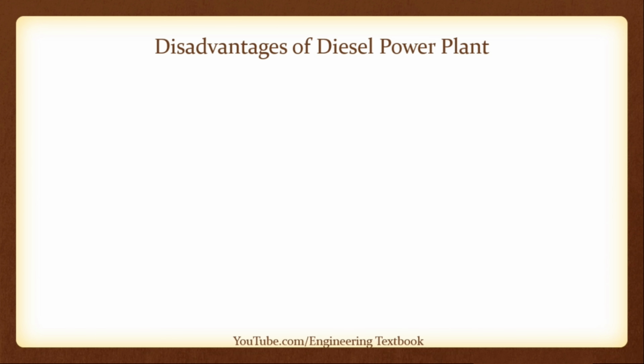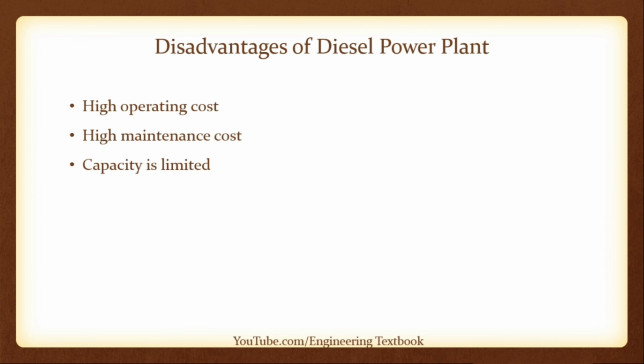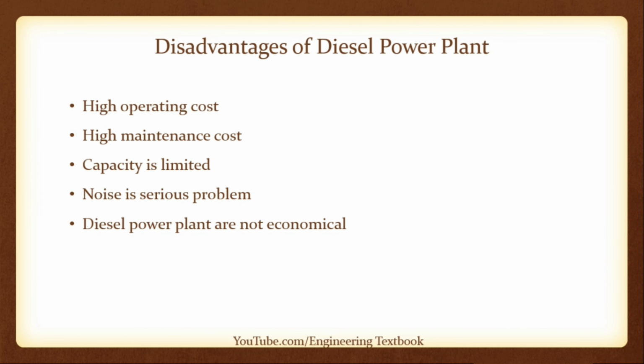Disadvantages of diesel power plant. High operating cost, high maintenance cost, capacity is limited up to 150 megawatt. Noise is a very serious problem. Diesel power plants are not so economical. The life of a diesel power plant is very small, only 2 to 3 years.